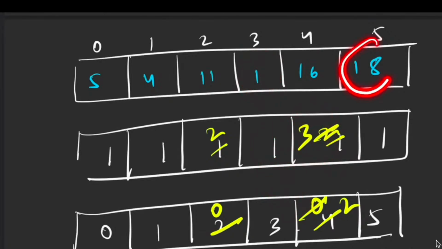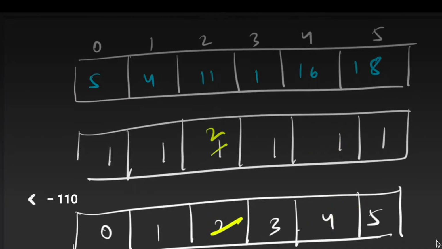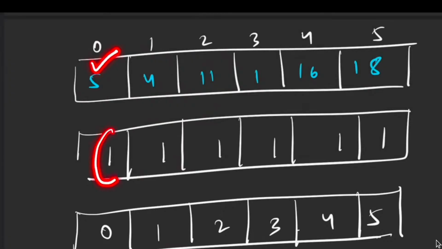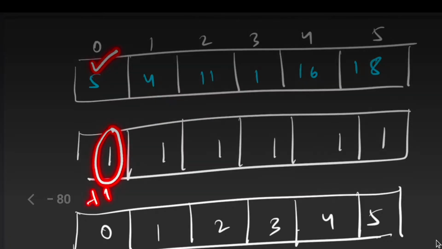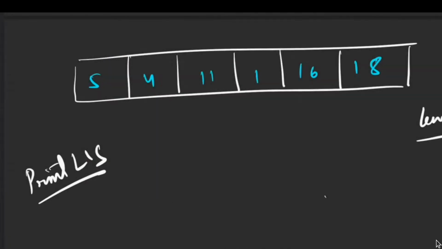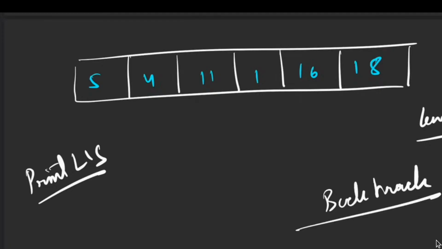Let's move to the next. We have 18. 5, can it be an answer? Yes. If I'm taking 5... this was 168, not 18, my bad. Yeah. So we take 5, the value is 1, we add... we can. What if we apply some backtrack? Can we print it? We can.